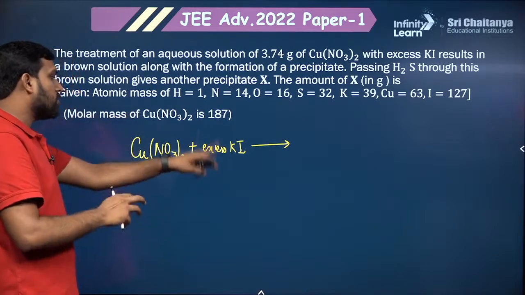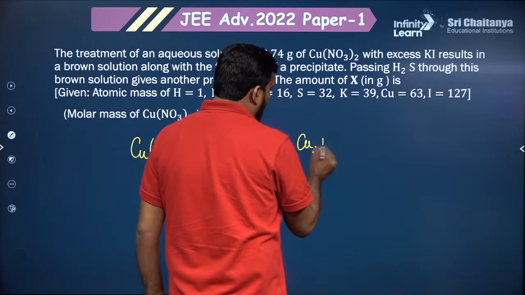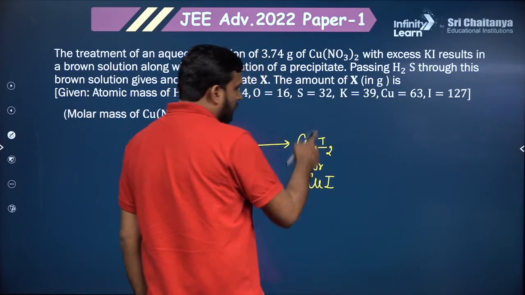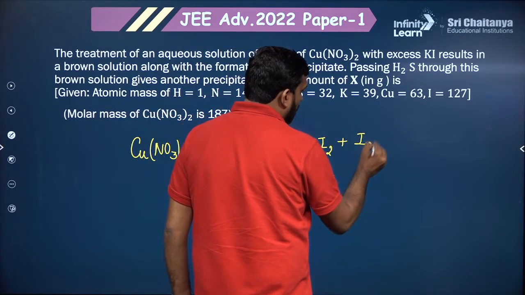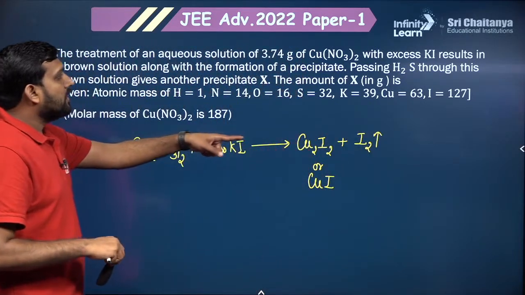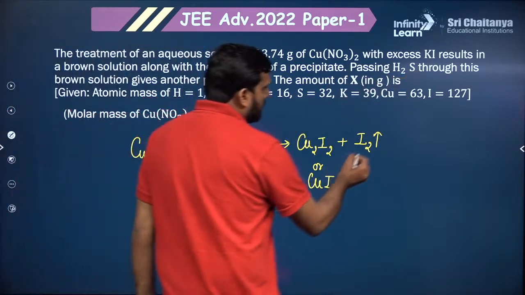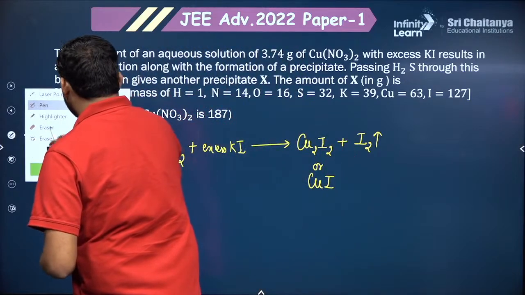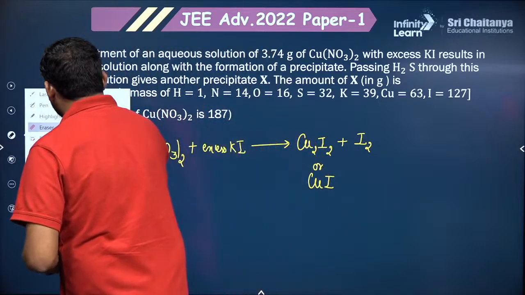So sorry, reducing agent, so it will reduce it and here you will be getting the final product as Cu2I2, or you can write it down as CuI, just use any one of them for the calculation purpose, along with the release of I2, okay. Now they are saying that passing H2S through this brown solution, so we know that this I2 which I have written here will be in the solution itself, because they are using the solution, it is not released as a gas actually.